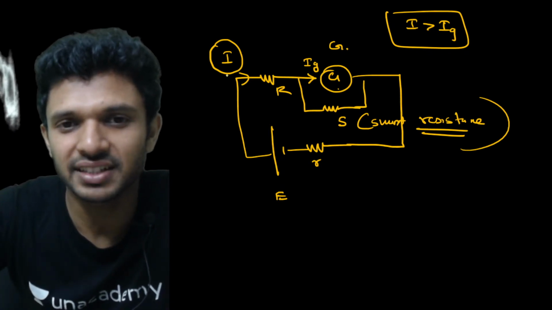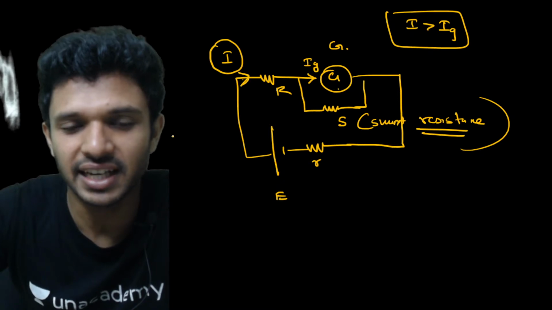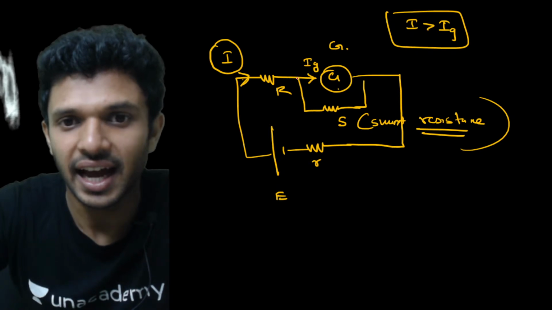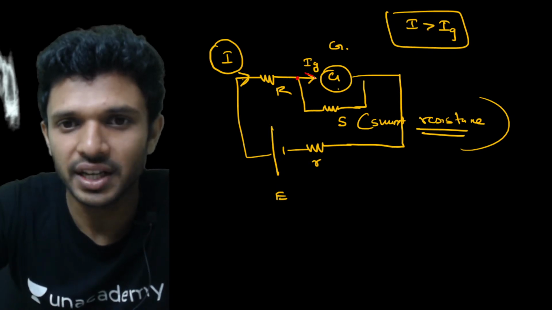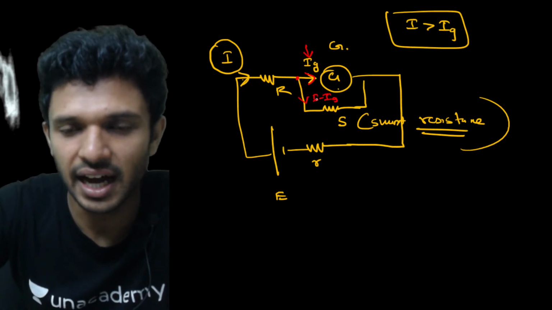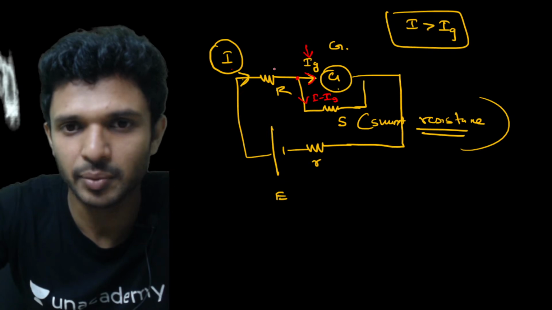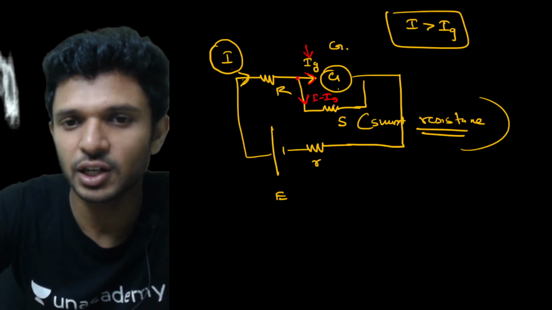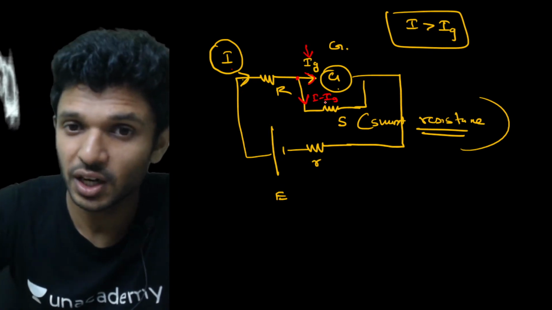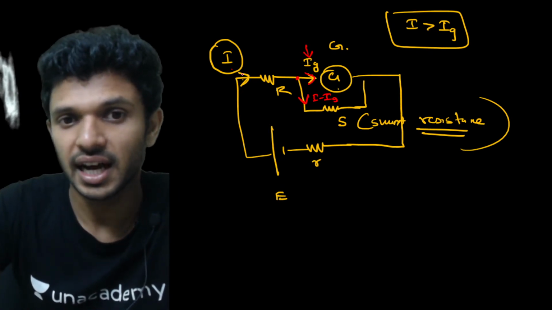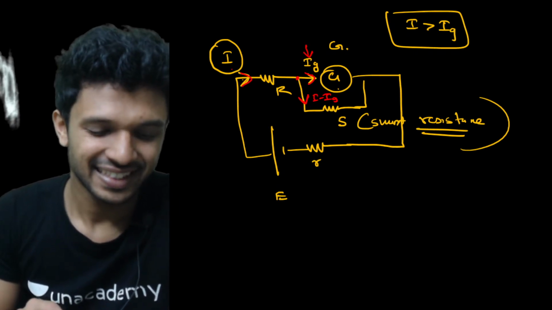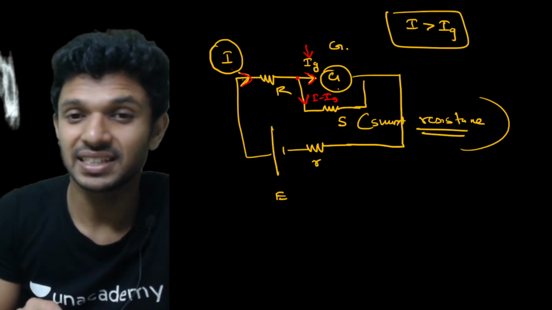So what happens? What is the use of having this shunt resistance? Look, a current of I is coming, and when it reaches the junction, only Ig current will pass through the galvanometer, and the remaining current I minus Ig will pass through the shunt resistance, and this will not damage the galvanometer. At the same time, we can measure the value of I. Is it clear?